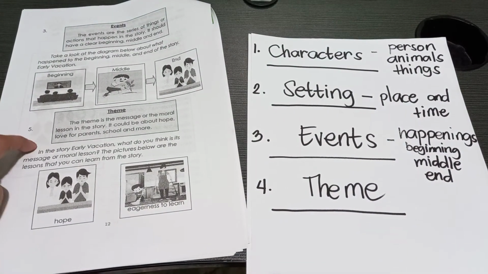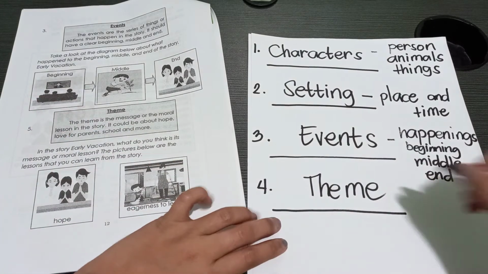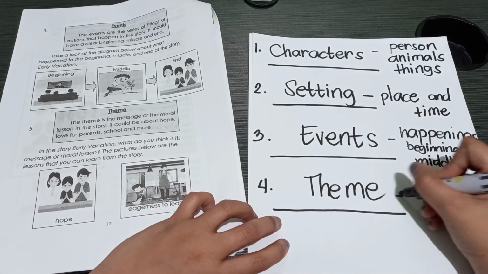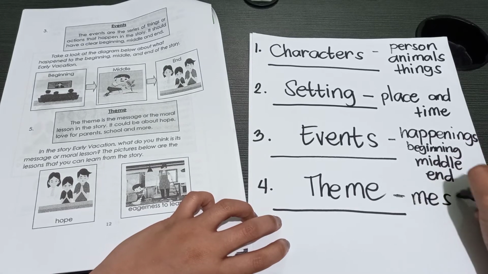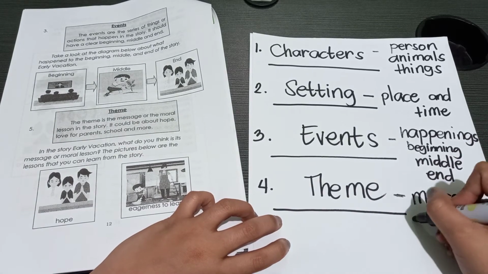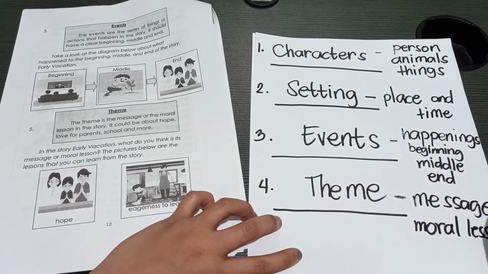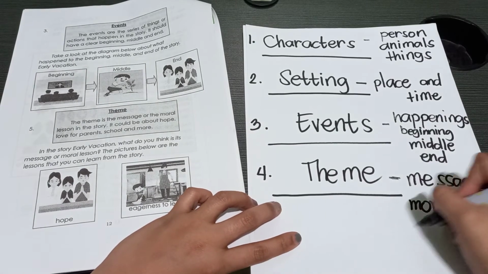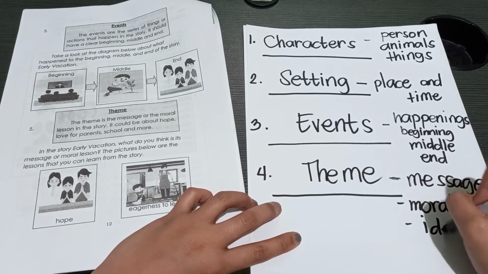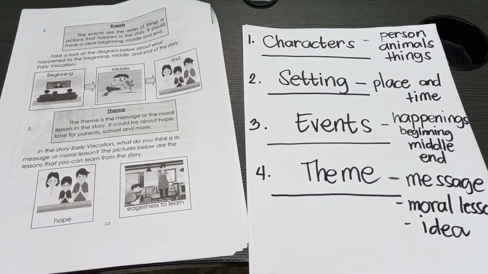Okay? And lastly, the theme. The theme is the message, the moral lesson, or the moral lesson in the story, or it could also be the idea. It could be about hope, love for parents, school, and more. So in the story of Early Vacation, what do you think is the message or the moral lesson?